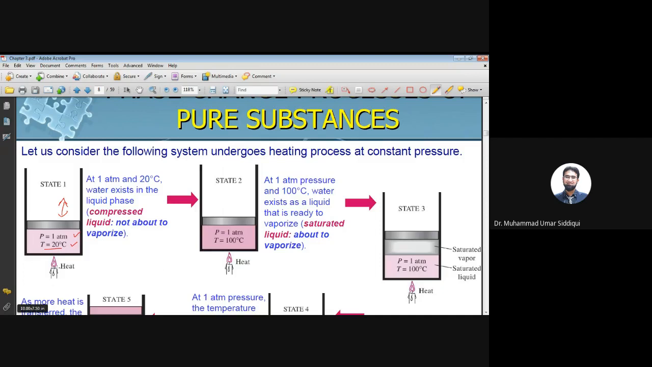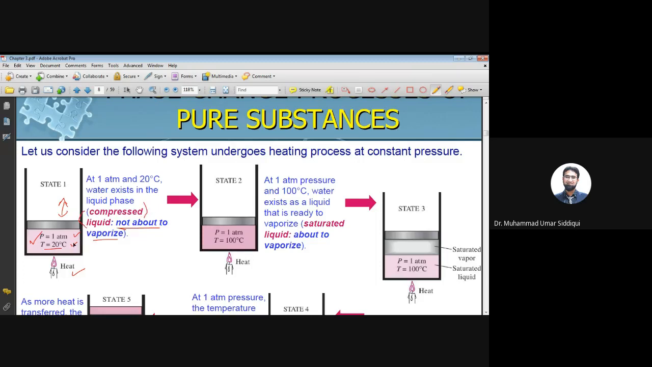Now I put a heater at the bottom of the container and heat it. When I heat it, the temperature of the water is going to rise, from 20 to 21, 22, 23, and it continues to rise. This is a specific state of water where, when I heat it, the temperature will rise but the phase remains liquid. Whenever a substance is in a liquid state such that heating it is not going to vaporize it, it is not about to vaporize. That specific phase of liquid is known as compressed liquid.